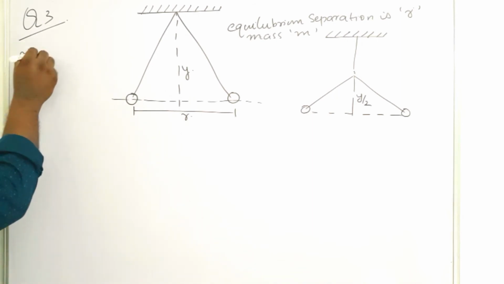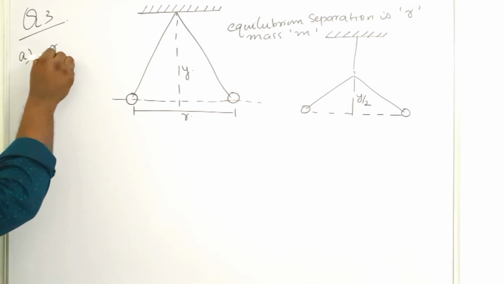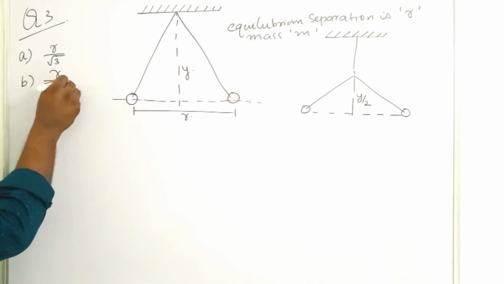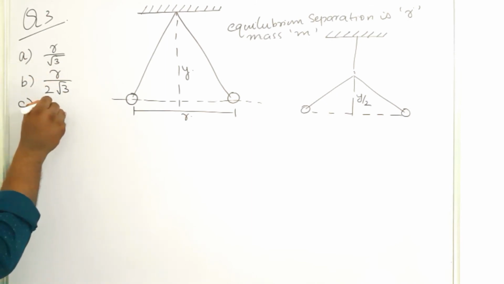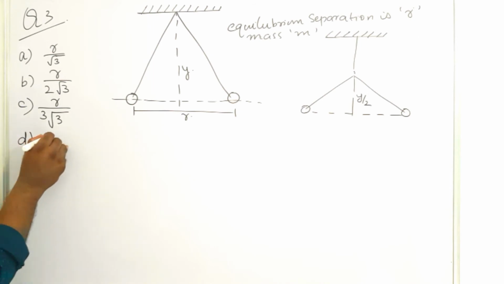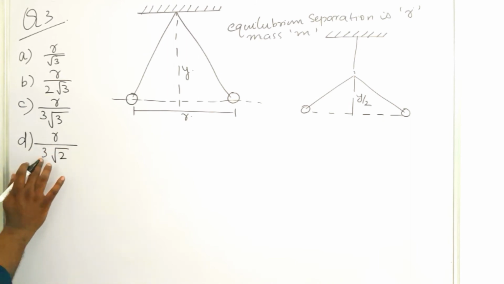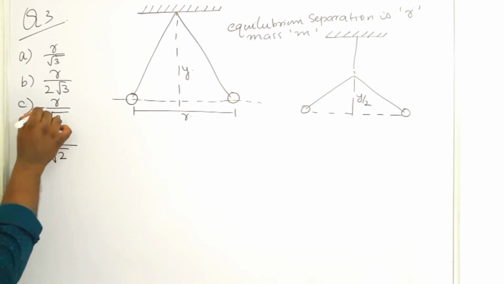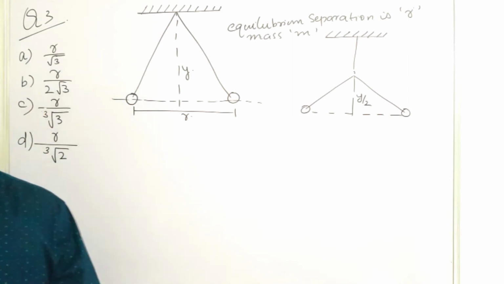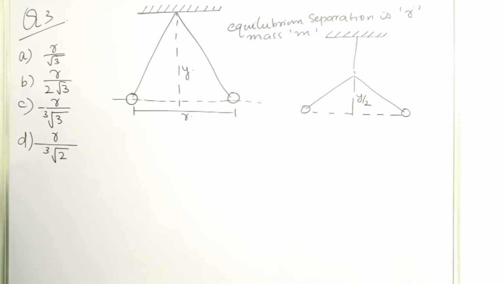Options: A, R by root 3. B, R by 2 root 3. C, R by cube root 3. D, R by cube root 2. So these are the options. Try this question. This is a very good question. So try this. Take 5 minutes. Do until you get the correct answer. Okay.